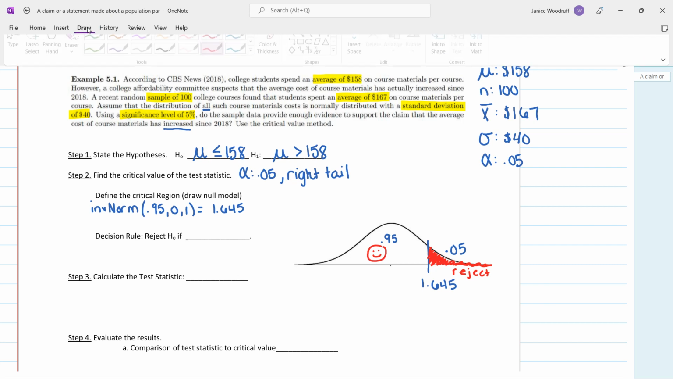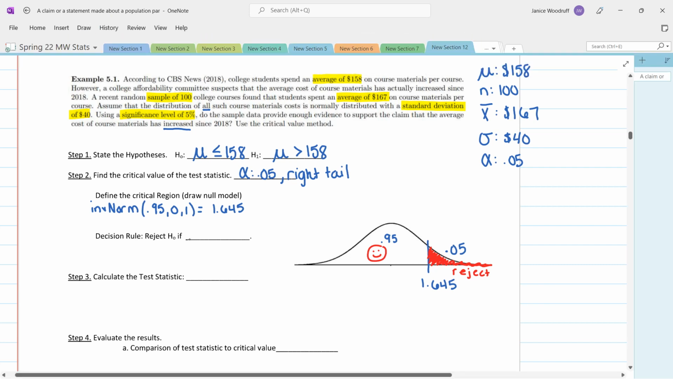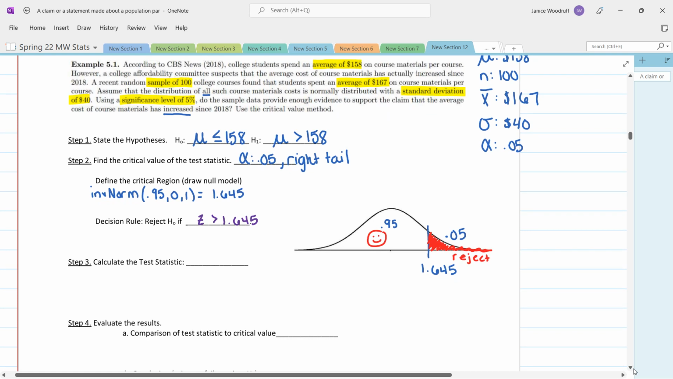So my decision rule here is that I am going to reject the null if I get a z-value greater than 1.645. Now, you're going to be asked probably 4 or 5 questions for each paragraph. So the first question is, what's the null and alternative? Second question, critical value. So the z-value that would cause the rejection, that's called your critical value.